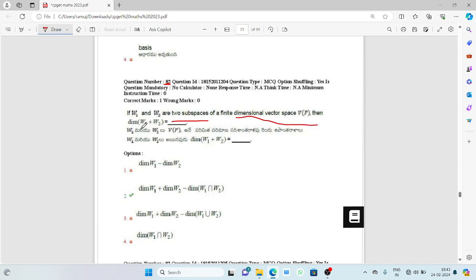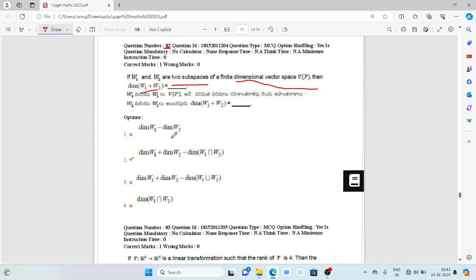Then the dimension of W1 and W2. This is also a direct statement. You can say that the dimension of W1 plus W2 is the dimension of W1 plus the dimension of W2 minus the dimension of W1 intersection W2. I can remember it by using probability. We know that in our 9th and 10th classes we have the formula for P of A union B. I am just remembering these by using those.